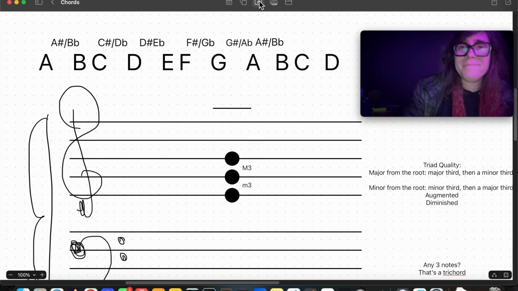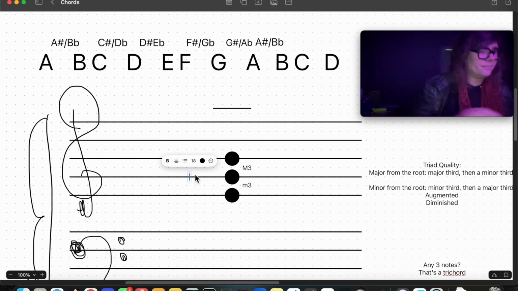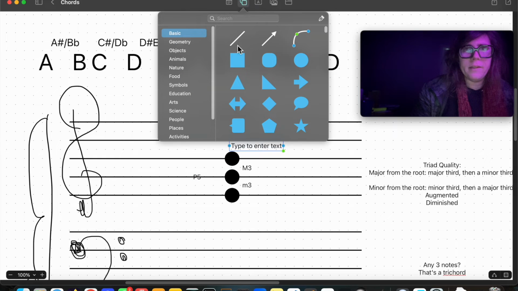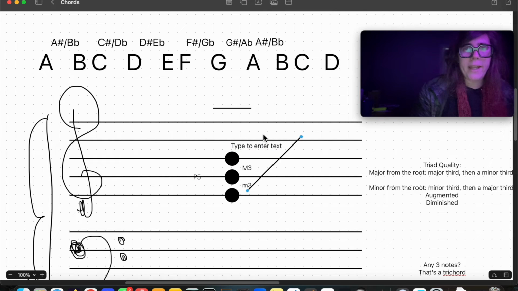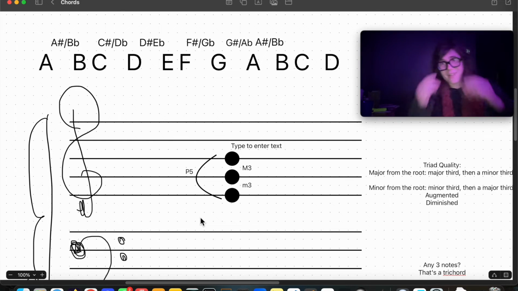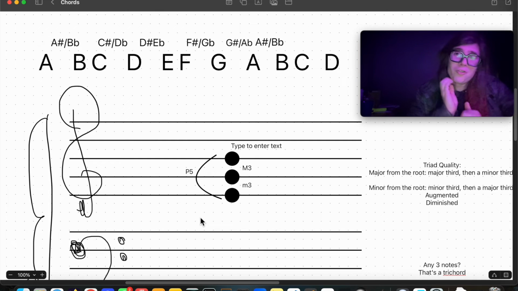So if I put that out here, P5. And let's be thorough. Oh wait, I can draw the curvy dog. We're going to use the curvy dog for this one. Curvy dog. I like it. Okay? Hope that makes sense. That was true for the major triad as well.